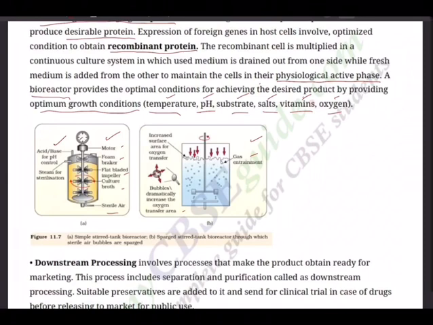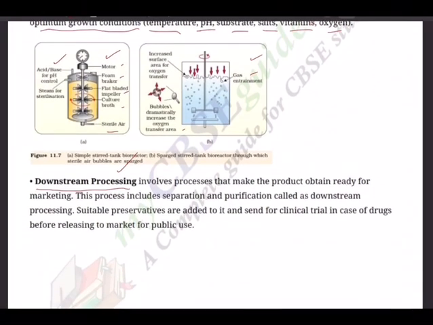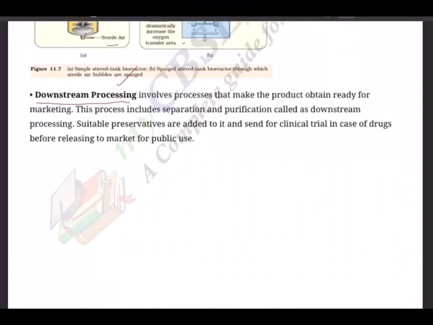After completion of the biosynthetic stage, the product has to be subjected to a series of processes before it is ready for marketing as a finished product. The processes include separation and purification, which are collectively referred to as downstream processing. The product has to be formulated with suitable preservatives. Such formulation has to undergo clinical trials, as in the case of drugs. Strict quality control testing for each product is also required.